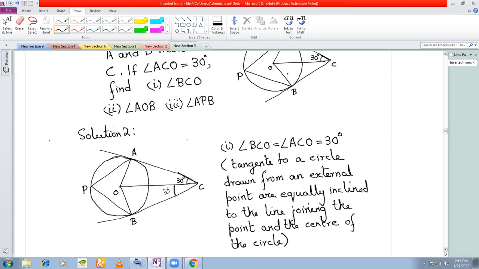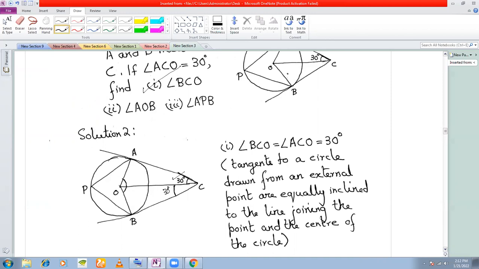also be 30 degrees, because this angle is 30 degrees. Why should it be 30 degrees? Because the concerned statement is that the tangents drawn to a circle from an external point are equally inclined to the line joining the center and the external point, right? That is the statement. So this angle must also be 30 degrees. So first question is answered. BCO is 30 degrees. Next, angle AOB. So angle AOB is this angle here.